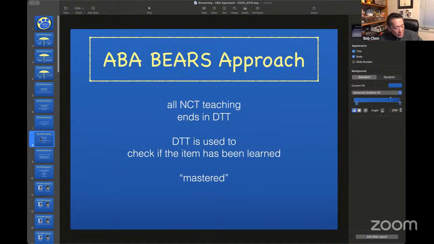Now, the thing is, everything ends in discrete trial. All non-contingent, all DTT, has to be checked to see if the child actually knows it in demand conditions, because that's all that life is. Life is one big demand condition. So it doesn't actually matter if you're like, hey, I sing beautifully, but I can't sing in front of anybody else. Well, that skill is kind of wasted. So for us, always, always, always check items for mastery in demand conditions in discrete trial training.